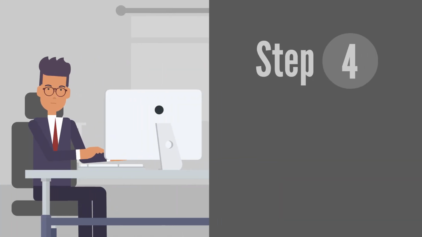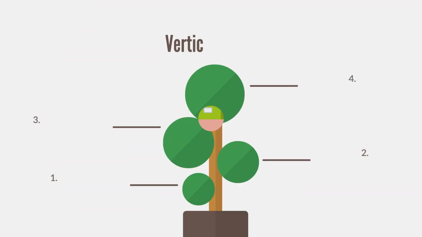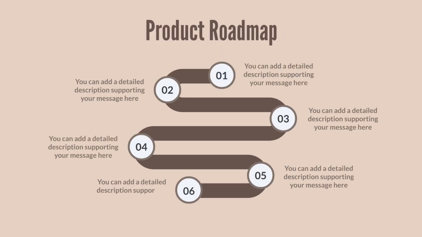Step 4. Choose a format. Decide on the format for your timeline. Will it be linear, vertical, or interactive? Select a style that suits your content and audience.